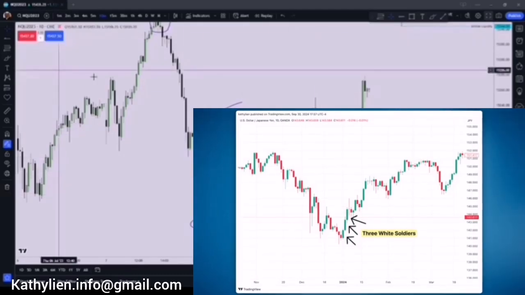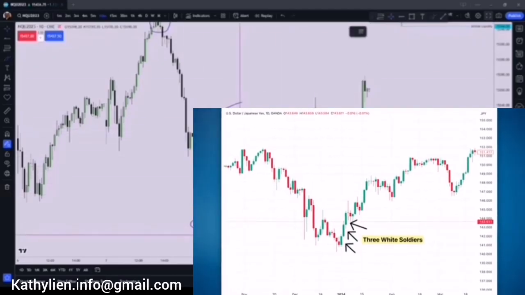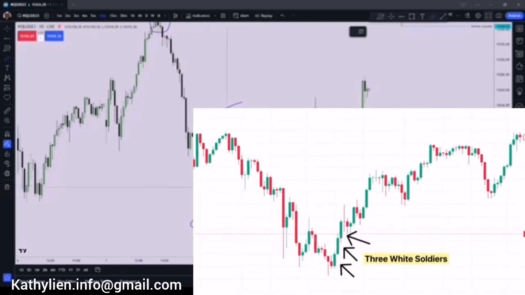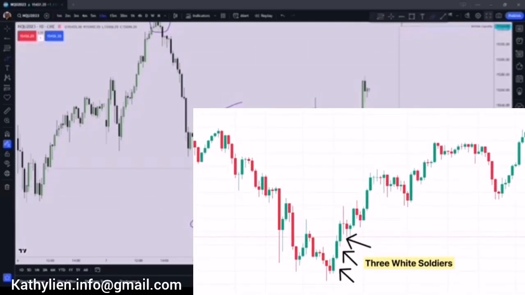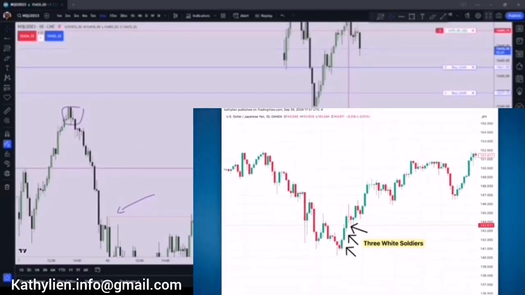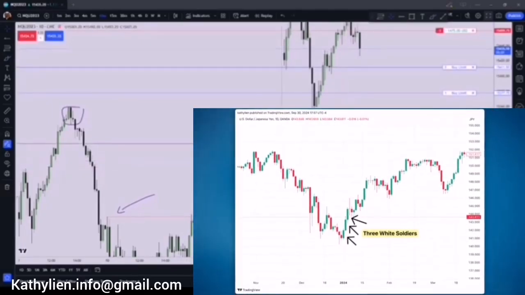And you can see an example of how the 3 white soldiers pattern works in currencies. In this dollar-yen chart, we have a long downtrend and a bottom that is marked by a perfect 3 white soldiers pattern with 3 consecutive strong positive green candles, each closing higher than the last.